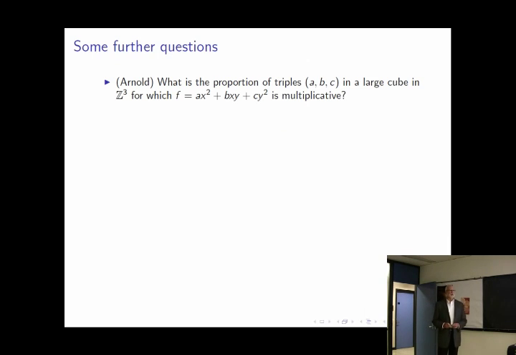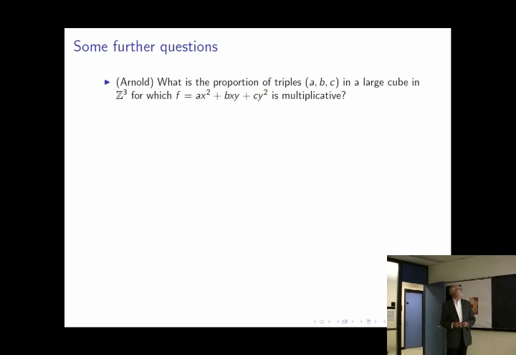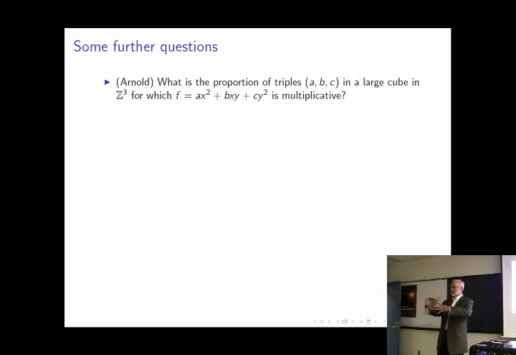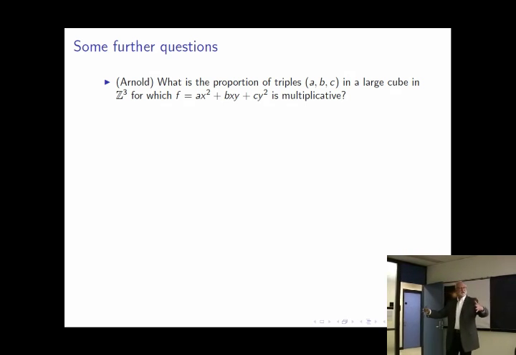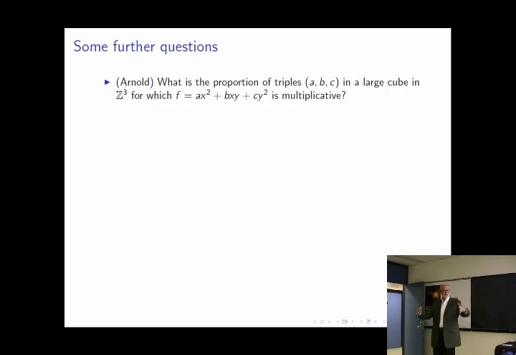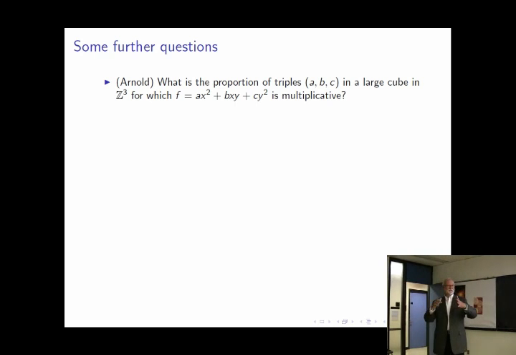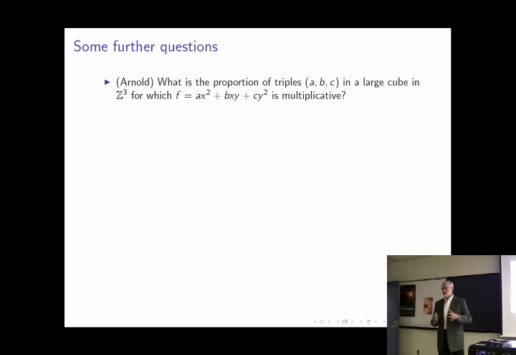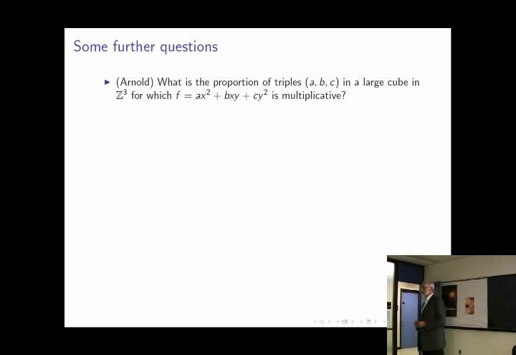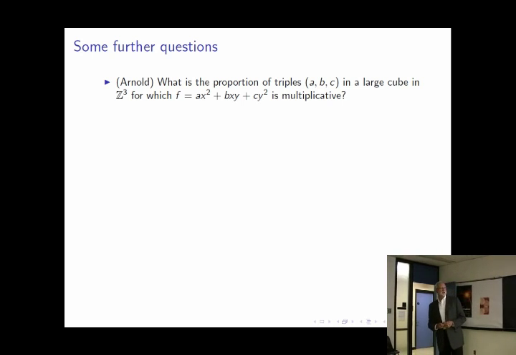The first one actually goes back to Arnold's original paper. He asked the question of what proportion of triples... Look at R3. Look at the integer lattice points in R3. They correspond to binary quadratic forms. Just take triple ABC and associate it to ax squared plus bxy plus cy squared. So you can ask the question, what is the proportion of triples in a large cube or a large ball, or whatever is most accessible, that correspond to multiplicative forms?